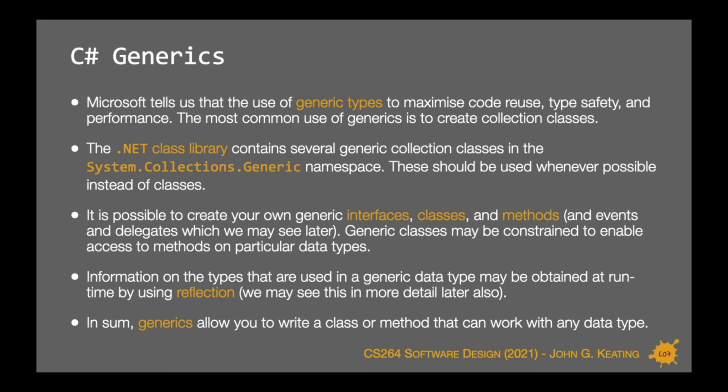We're getting to the last part where we look at generics. And Microsoft tells us that the use of generic types is there to maximize code reuse, type safety, and performance. And the most common use of generics is to create collection classes, collections of things that we want to work with. Okay? They're called generics. And the .NET class library contains several generic collections in the System.Collections.Generic namespace, and they should be used whenever instead of classes. So you don't need to be generating these things yourself. If you have a list of objects, you want to generate lists, don't write a list class. Use the generic list class that's available as part of this.